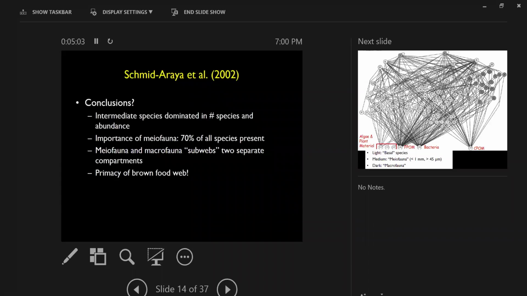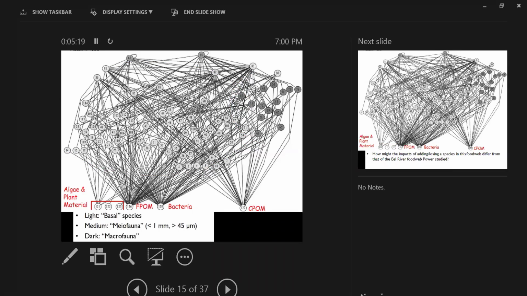A further conclusion that they drew from this was the importance of the brown food web. And so you might have guessed that from the picture of the stream, right, that this is a headwater stream, probably a place where allochthonous input is really important. And we can piece that together if we just look at the number of lines radiating out from FPOM and CPOM, right? Lots of species relying on those. Algae and plant material, not much at all. So really, autochthonous production is not real important to the food web here, which is interesting.